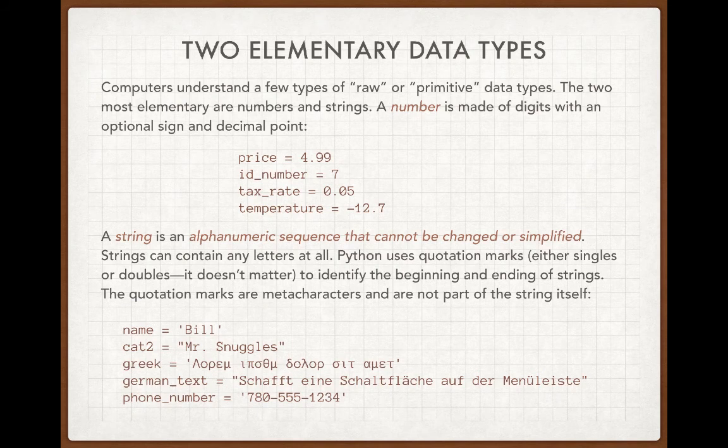A string, and this is a definition that I'm going to use all the time, so you should just remember what this is. A string is an alphanumeric sequence that cannot be changed or simplified. Strings can contain any letters at all. It doesn't matter. Python doesn't particularly care. As you look down below here, you can see that there's some Greek text, and there's also some German text with some umlauts in it and things like that. Python doesn't get bothered by any of that, so don't worry about it. You're working in Japanese or you're working in Russian, it doesn't matter. We can put anything we want in there, and that's fine.